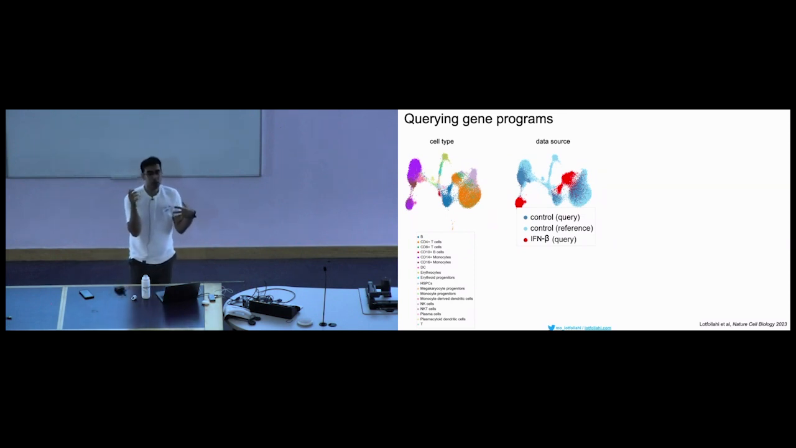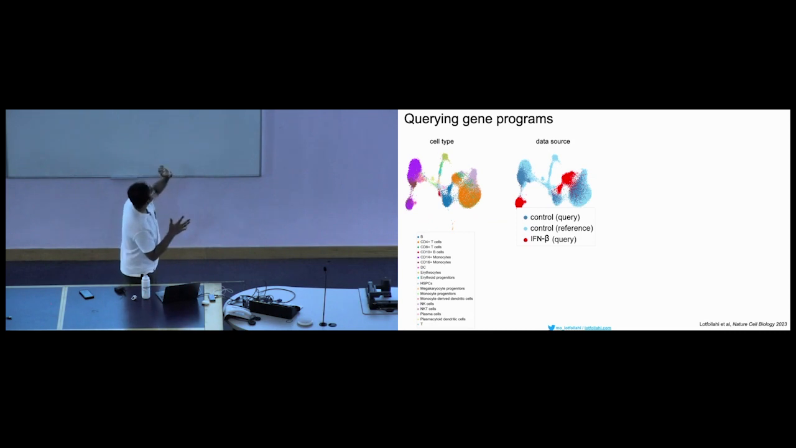And the idea was to map these interferon beta stimulated cells to this healthy reference, and then identify which cell types were more affected and more perturbed and altered by interferon beta versus others. So far you could do all of this with previous methods, yeah? But then you need to do clustering, you need to have an expert, and etc.